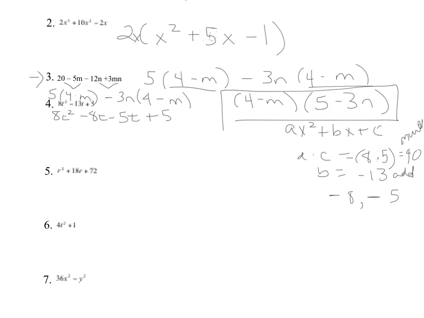If it's not possible to get a pair of numbers that multiplies to match what A times C is and would add up to give you what the B value is, that right there tells you it's prime, it won't factor. So now that we've replaced it, we're going to do factoring by grouping. You look at the first pair, what's the GCF? 8t squared minus 8t, I'm going to pull out what is a common factor? 8t. And then in parentheses, I'll have t minus 1.